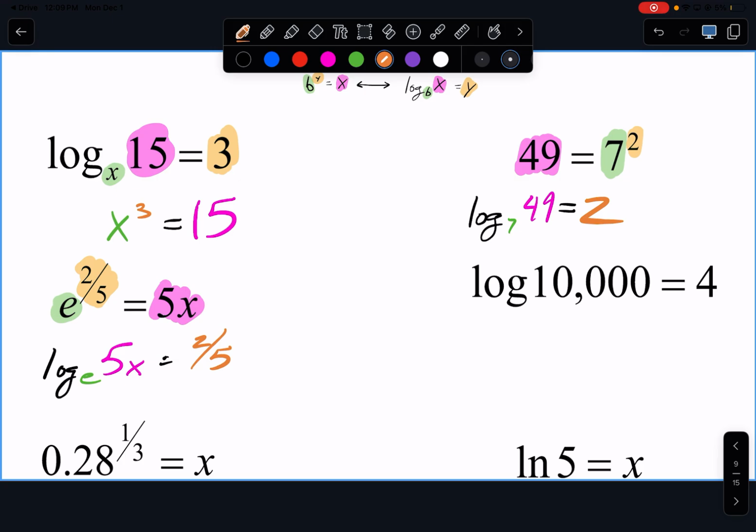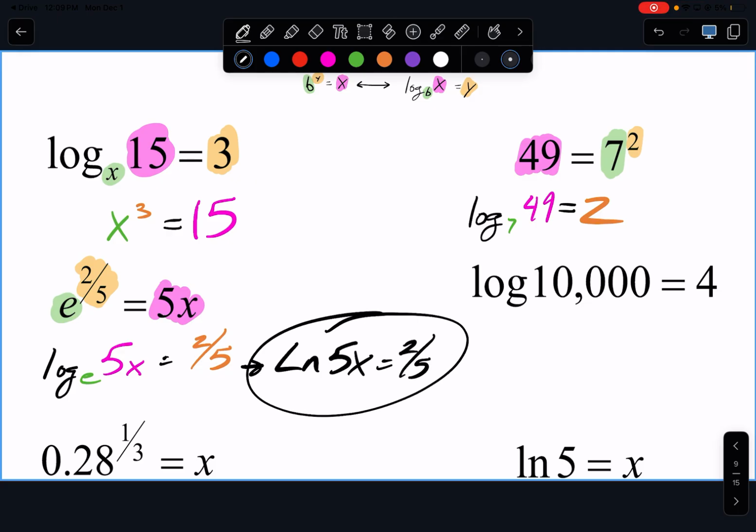2/5. But what did we say about that log e thing? We don't do that, right? So what are we going to write instead? ln. We're going to change this to ln of 5x equals 2/5. That's how we would write it.